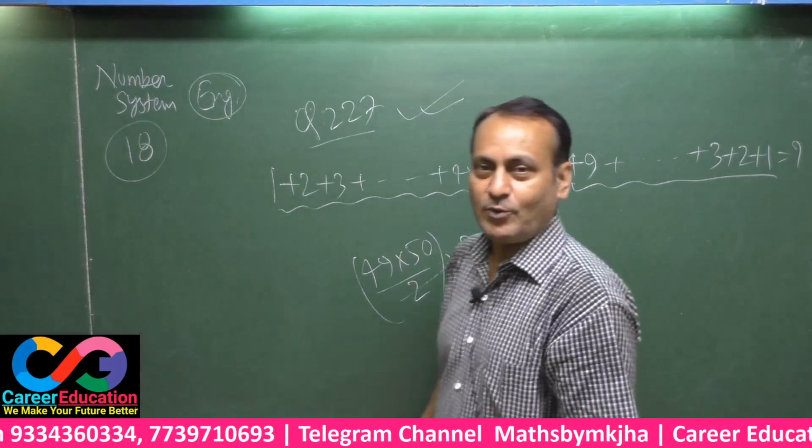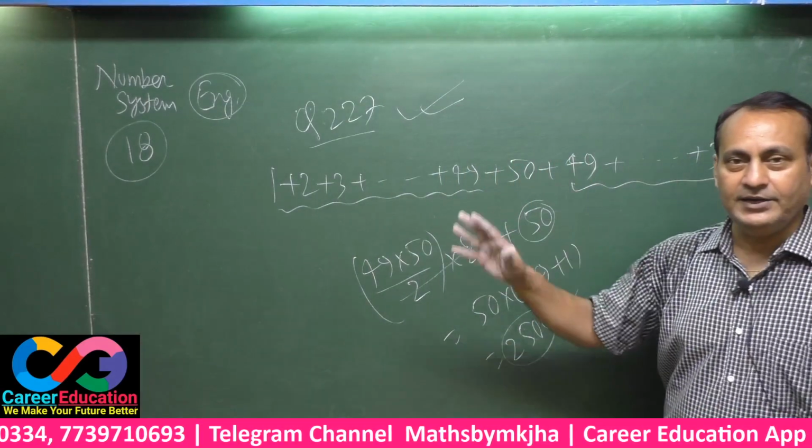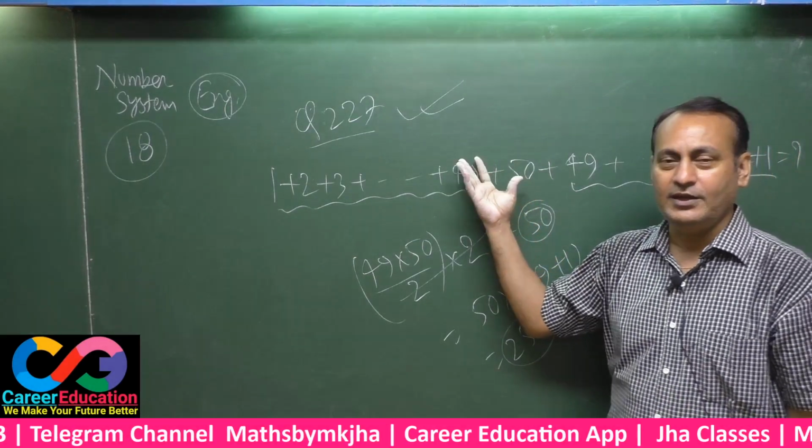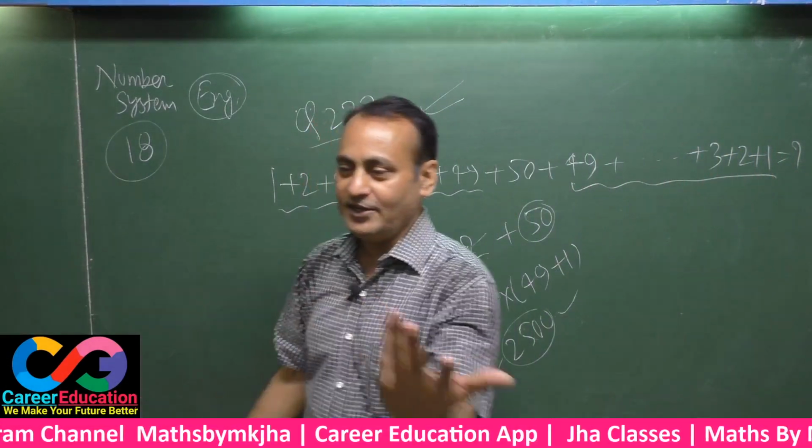Certainly I got the answer: 1 plus 49 summation, and doubled it in order to get the sum of this and this. Then 50 will be remaining, only 50 must be added to that. Certainly getting the right answer.